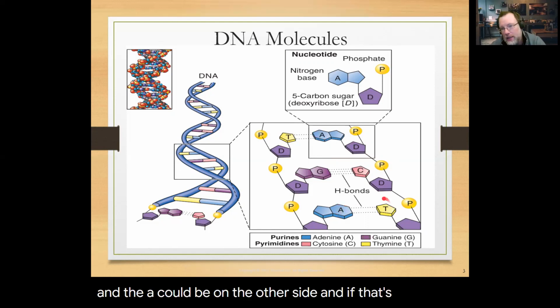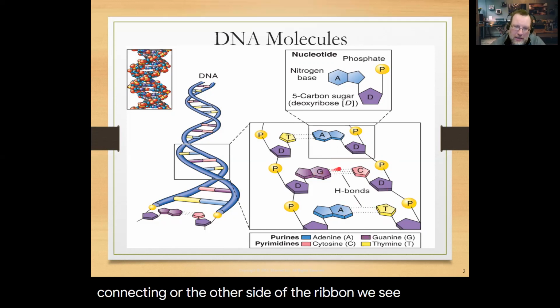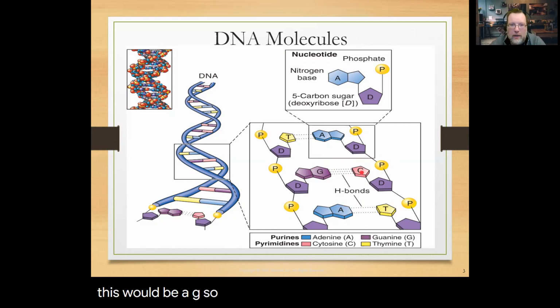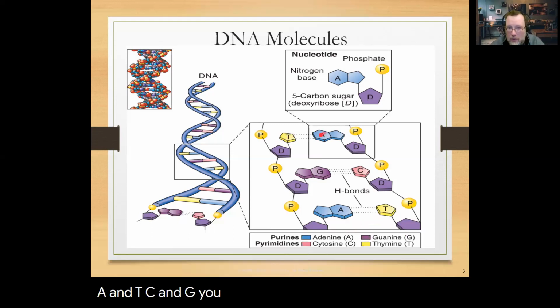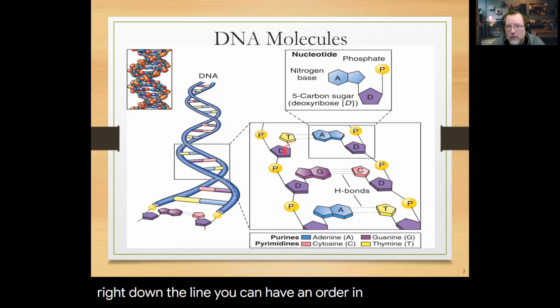And if that's the case, then there's going to be a T nitrogen base on the connecting or the other side of the ribbon. We see G on this side, always going to be a C on this side. If this were a C, this would be a G. So again, you could have T and A, G and C, A and T, C and G. You can have a bunch of TAs going right down the line. You can have an order of GCs going right down the line.